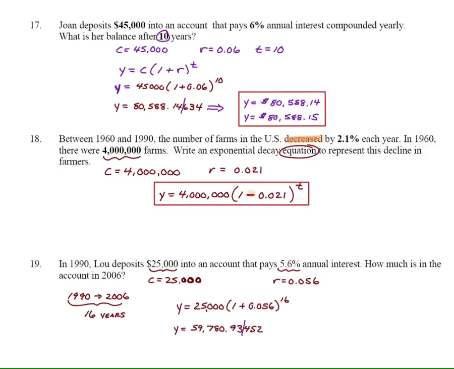$59,780.93452. In this case, the number after the 3 is not 5 or greater, so you're probably only going to come up with the answer $59,780.93.